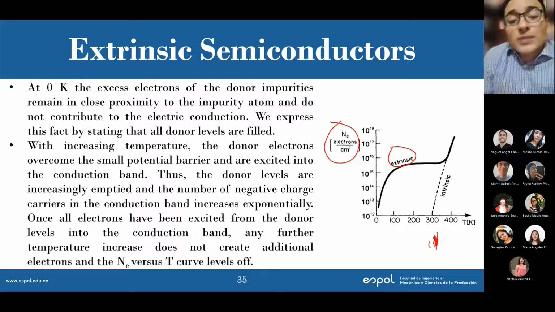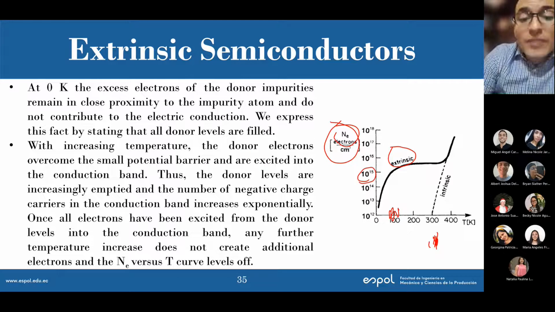Whereas in an extrinsic semiconductor, it's only at 0 that I have a very low number of charge carriers. But as soon as I start increasing the temperature, look even at 100 Kelvin, I already have about 10 to the 15 electrons per centimeter cubed. That's quite a high number, right? And that's a good number for a semiconductor. And obviously that will remain.